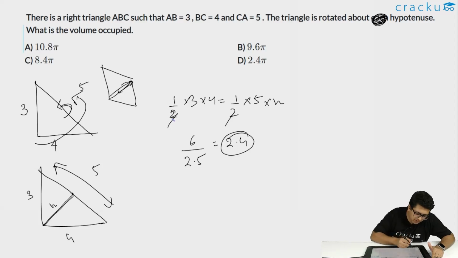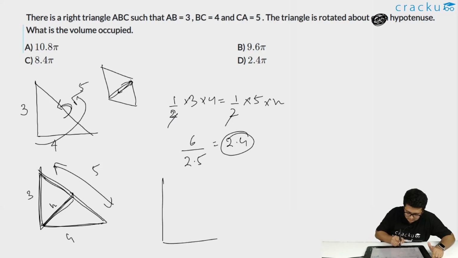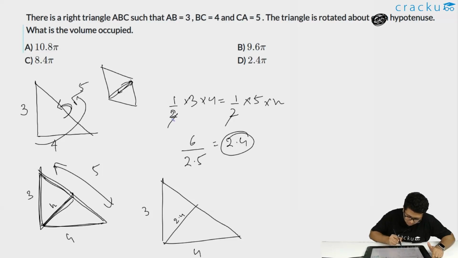Now we need to find the heights, because this is a right circular cone, and this is the lateral area. We need to find the height of each of the cones, right? So drawing the triangle again, now we know this is equal to 2.4, and this is equal to 3, and this is equal to 4. We can write this as x, and we can write this as 5 minus x.